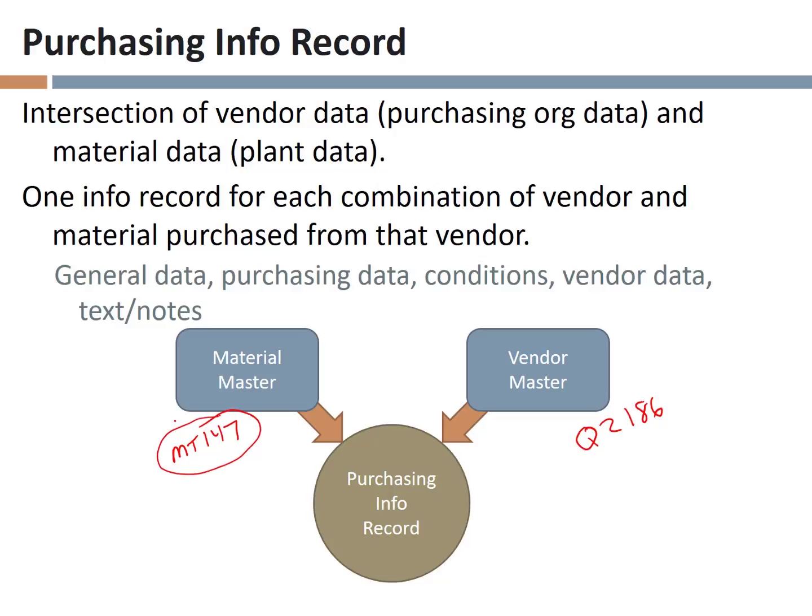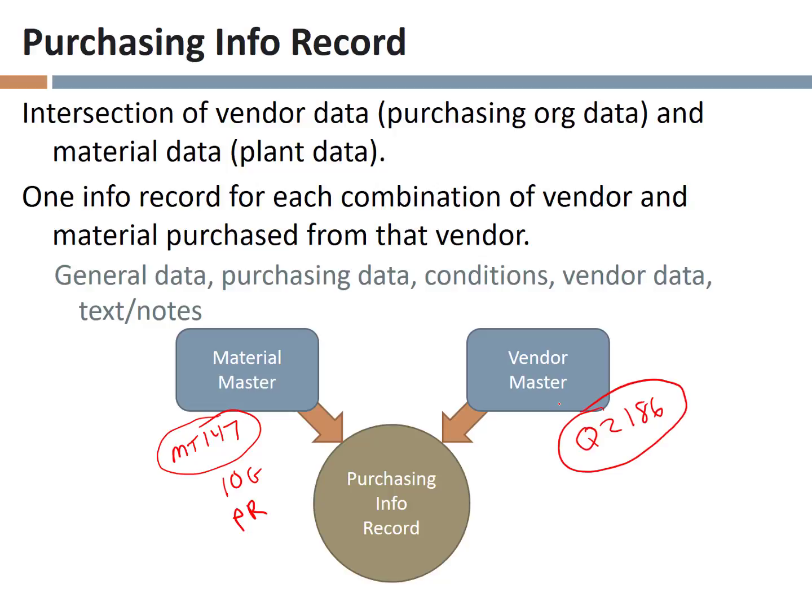As a matter of fact, we want to be able to let somebody in our factory put in a requisition for, say, 10 gallons of MT147. That's on the purchase requisition. When the purchase requisition gets processed, we say, oh, you call it MT147, but we're going to order it from this vendor over here, and when we order it from that vendor, we have to call it QZ186.